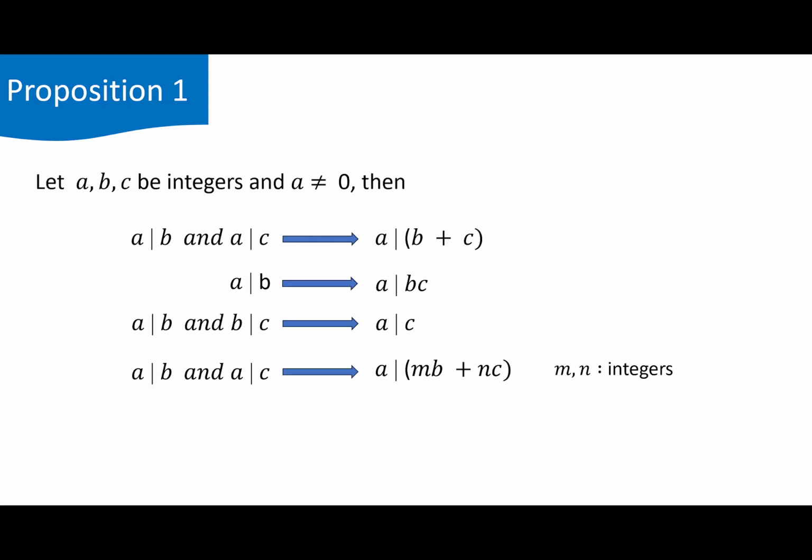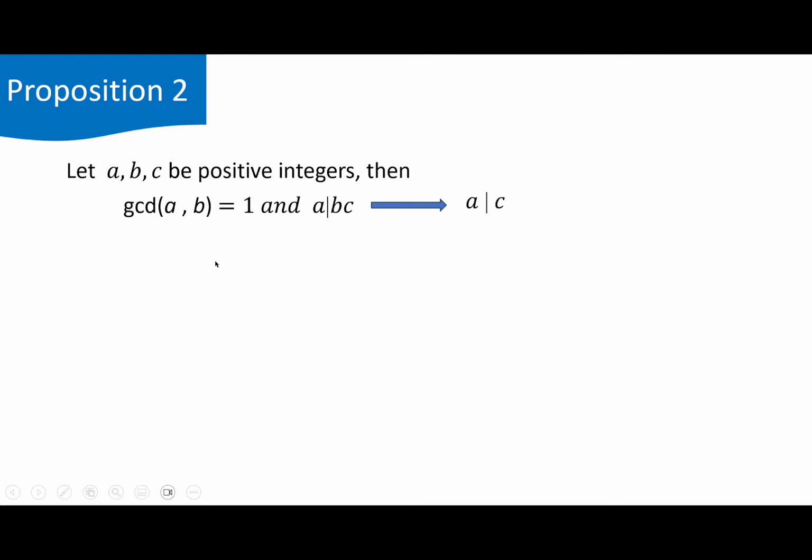The proofs of these properties are very simple, so I'm leaving them to you to do on your own. They're really simple, but we're going to be using them in the upcoming propositions. Proposition 2. Let a, b, c be positive integers. If the GCD of a and b is 1 and a divides bc, then a must divide c. Proof.